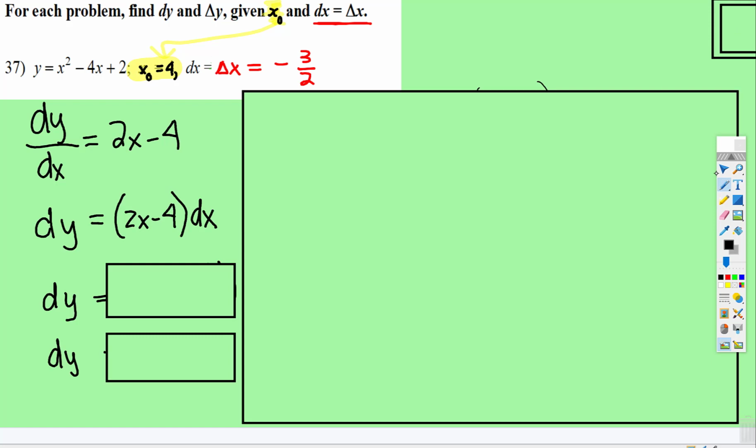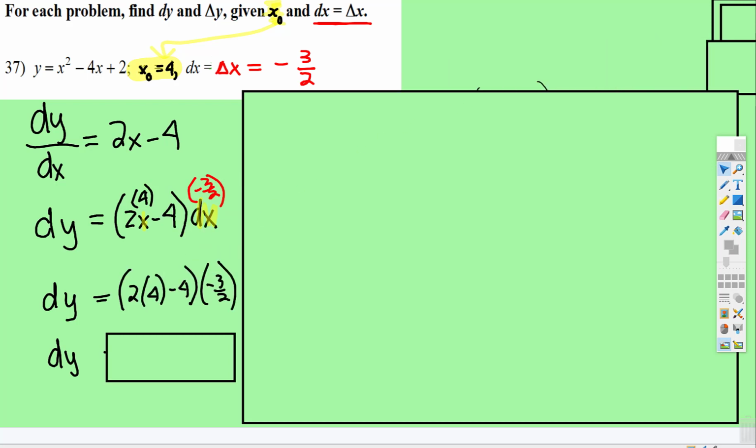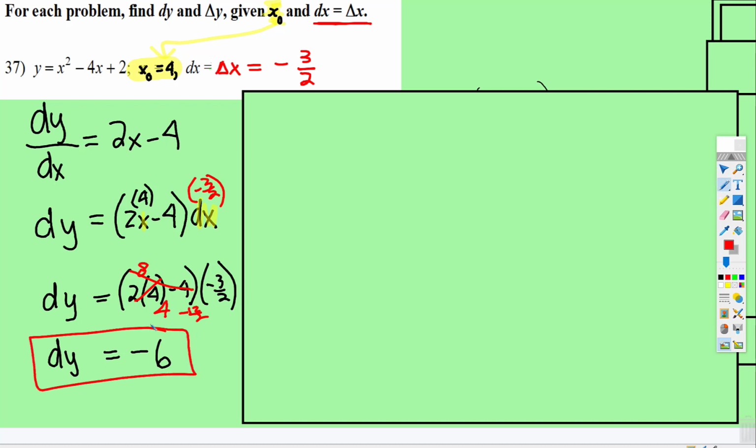And then we know what the x and the dx are. So for x, we're going to plug in 4, and for dx, we're going to plug in -3/2, which is what I did right there. Well, 2 times 4 is 8. 8 subtract 4 is 4, and then 4 times -3/2 is -12/2, which simplifies to -6, just like that. Okay, that's it for finding the numerical value of dy.